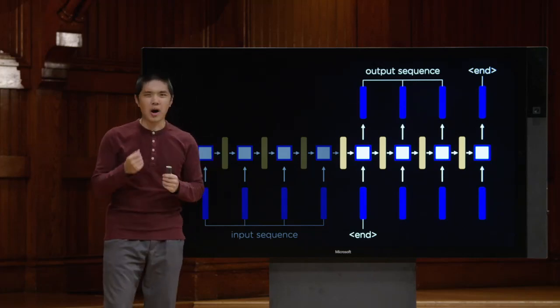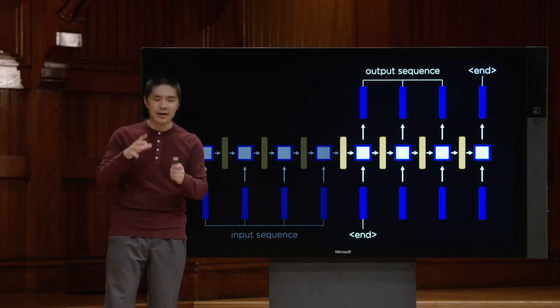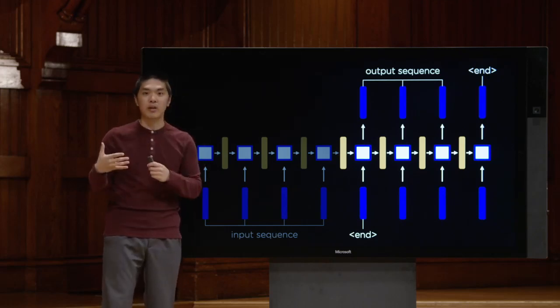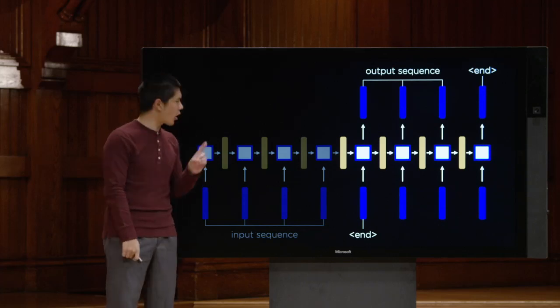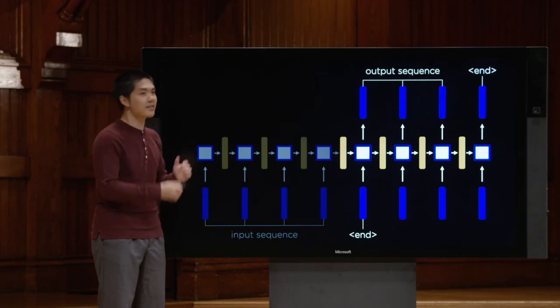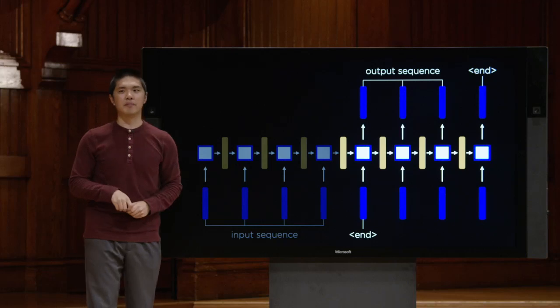But there are some problems. And for many years, this was the state of the art. The recurrent neural network and variants on this approach were some of the best ways we knew in order to perform tasks in natural language processing. But there are some problems that we might want to try to deal with and that have been dealt with over the years to try and improve upon this kind of model.